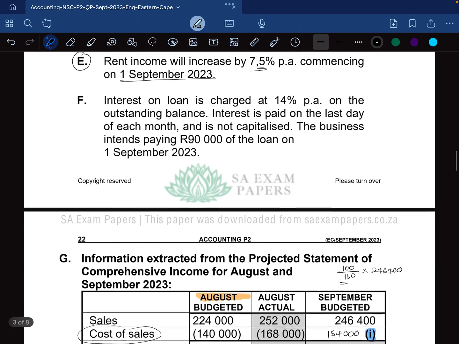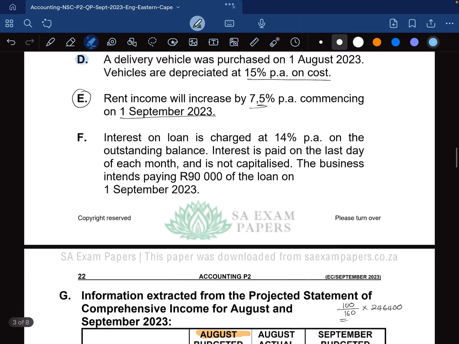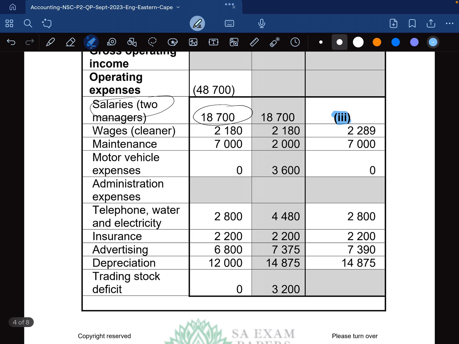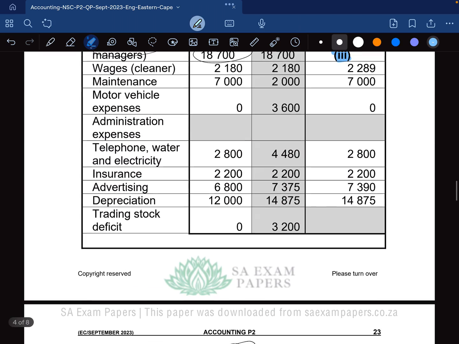All right, so the information about the vehicle is information D. Information D says a delivery vehicle was purchased on the 1st of August 2023, and vehicles are depreciated at 15% per annum on cost. All right, now let us see what we have on motor vehicles in this case. Okay, so we have depreciation. The only thing that we're given here is depreciation, which we can work with.